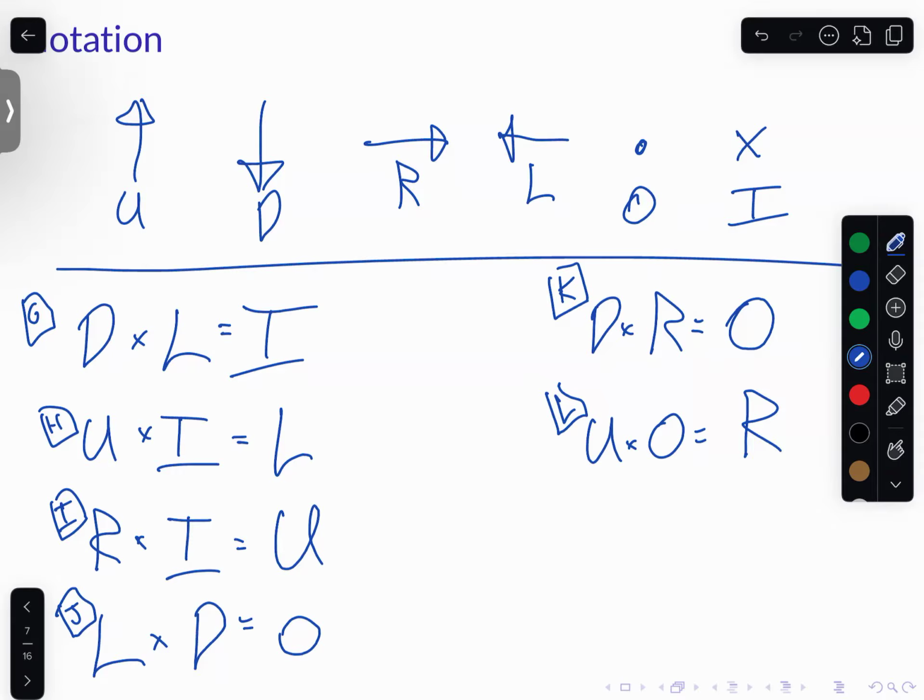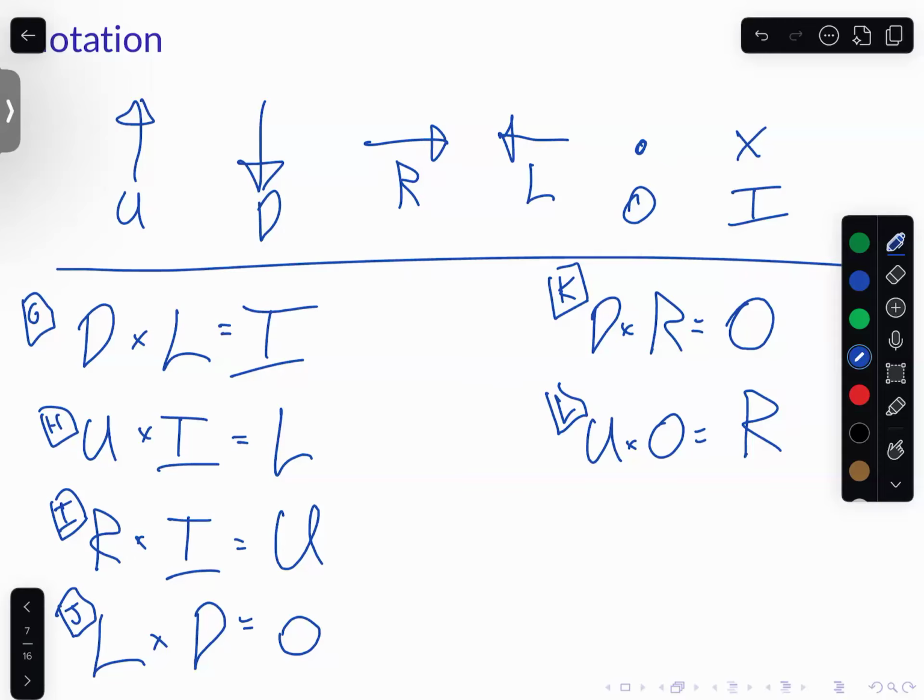Rule 2. Left cross down, down cross left. What do you notice about their answers? Opposites. In and out are not the same direction.